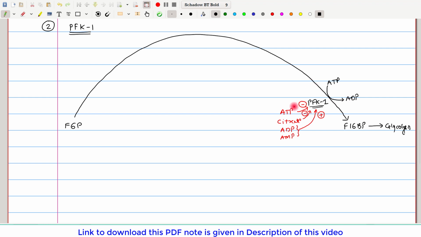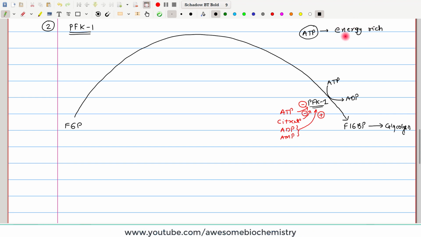Let's try to understand. Whenever ATP is there in enough concentration, it suggests that the cell has enough energy, an energy-rich state of the cell. So when energy is in enough amount, glycolysis should not occur. Why? Because glycolysis's main purpose is to provide energy, and it will be useless to get more energy when you have enough energy. So a high concentration of ATP inhibits phosphofructokinase 1. It makes sure that when the cell is in the energy-rich state, glycolysis should not occur, and that's why phosphofructokinase 1 is inhibited.